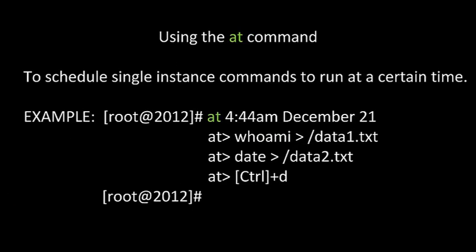Here's an example of using the AT command to schedule a single-instance command to run at a certain time. At the prompt, I would type the time, followed by the month, and then the day of the month. After this, I would receive an AT prompt. I would type my commands one by one, followed by Enter at each AT prompt. When I was done, I would press Ctrl D. This would exit the AT command and take me back to my regular prompt.